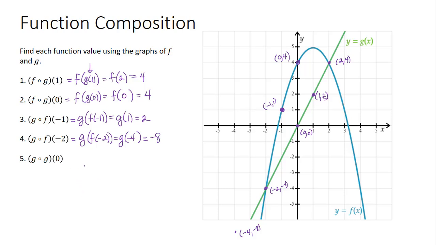Now g composed with g of 0, that's a tricky one. We have to do g of g of 0. So we're going to input a function value back into the function g. First find the inner function value, g of 0. So g of 0 means go to the x value of 0. What is the y value of the point on the graph of g? It is 0. And then g of 0 is again go to the x value of 0. What is the y value there? And it is 0.